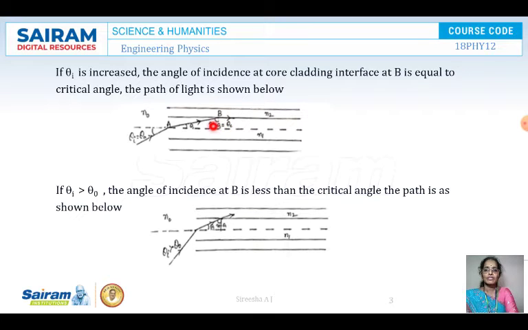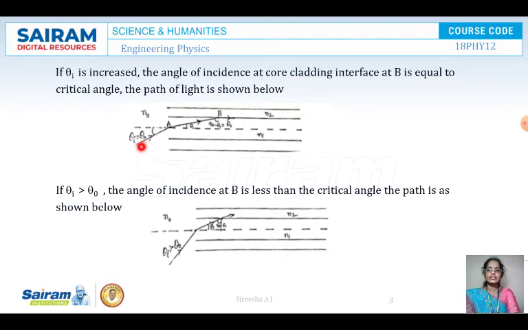This is the angle of incidence and this is the angle of refraction. Here is the angle of incidence for which the angle of refraction is 90 degrees. Therefore, 90 minus theta is nothing but the critical angle. So when 90 minus theta is the critical angle at B, the angle of incidence is 90 minus theta I, which is equal to the critical angle. Then the refracted ray is grazing the two media joint n1 and n2.